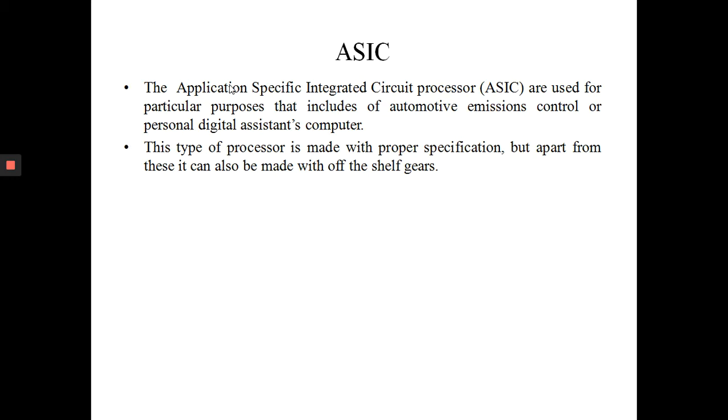Application-specific integrated circuit processors are used for particular purposes that include automated emission control or personal assistance computers. This type of processor is made with proper specification, but apart from these, it can also be made with the self gears.